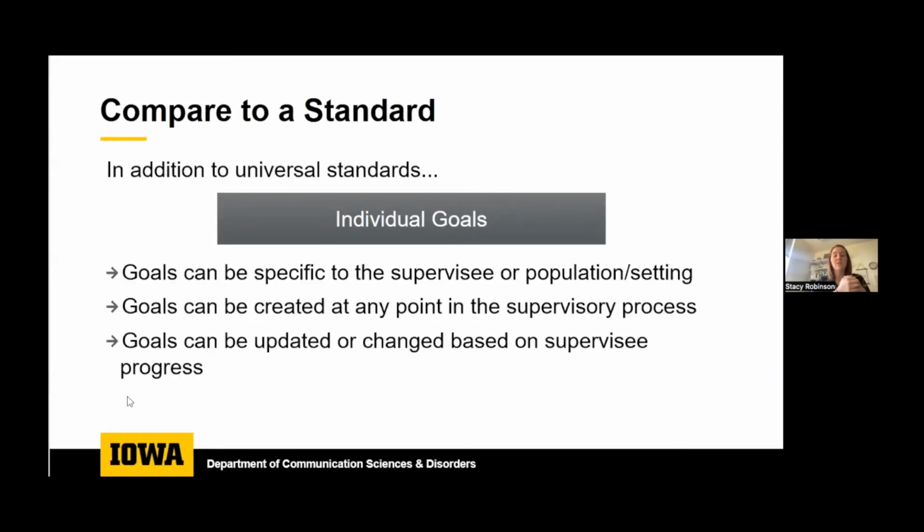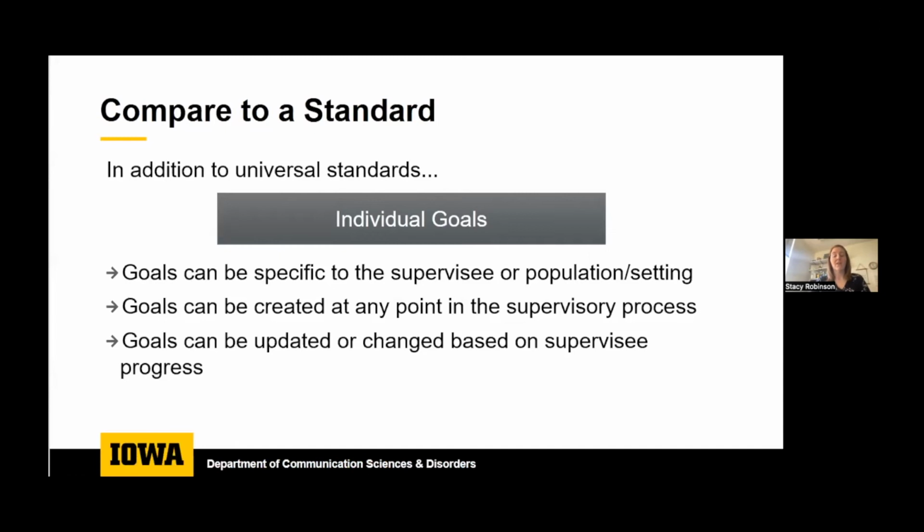In addition to these universal standards, you can also set individual goals for your students. This is something that I tend to do more so at mid-semester. I find that my supervisees are more ready for that about mid-semester. Usually in the first half of the semester, they're getting used to their clients, they're getting used to our supervisory relationship. And usually by mid-semester, they're independent enough that they can come up with some of their own ideas for things that they need to be working on. But goals can be created at any point.